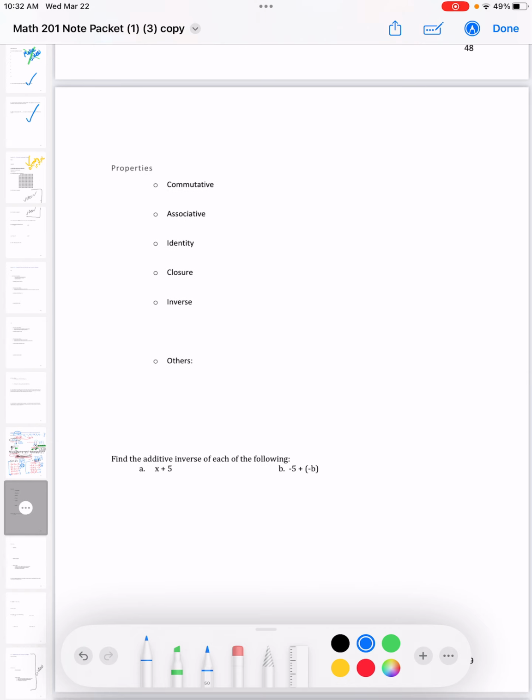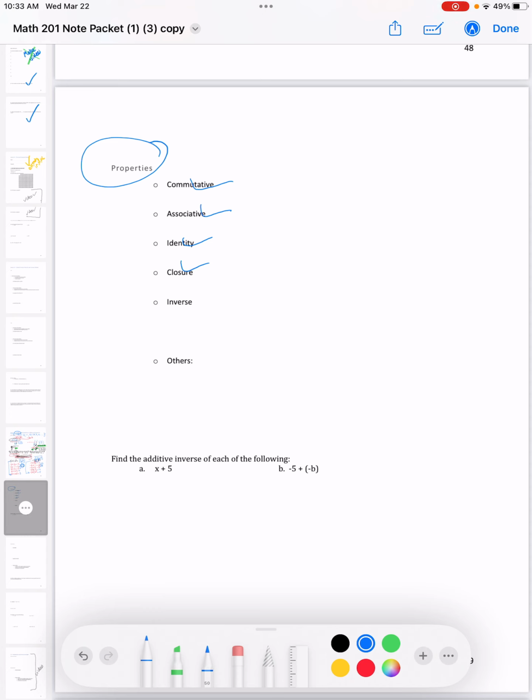So those are our methods for integer addition. We also have our properties. We have all of the same properties that we had before. The commutative, the associative, the identity, and the closure are all still true for integers. They were true for our whole numbers, and they're also true for integers.